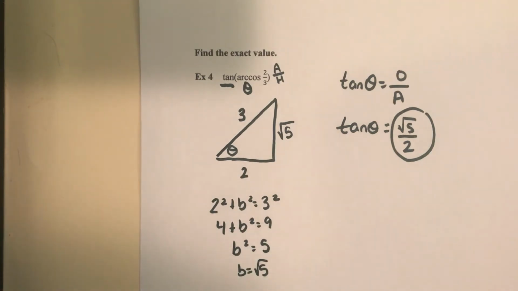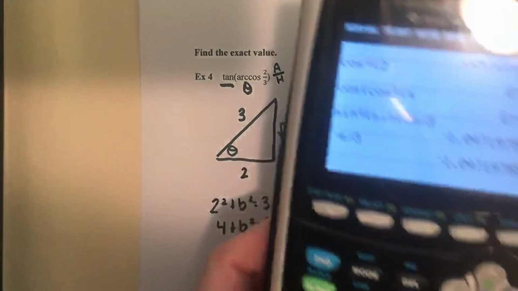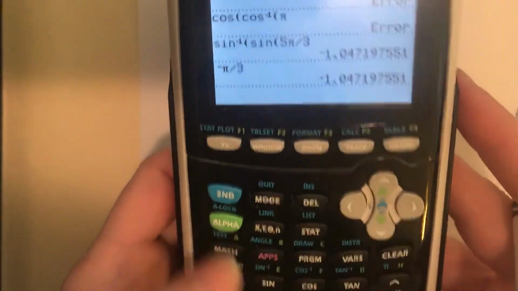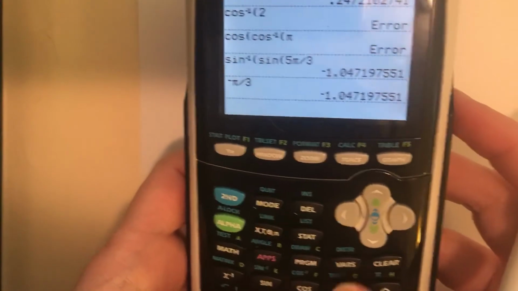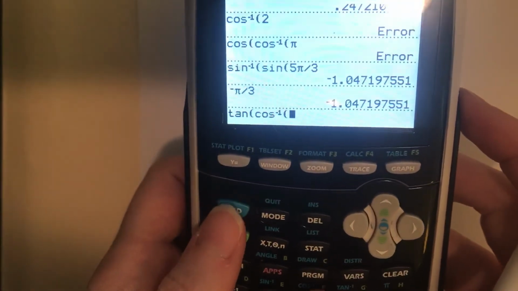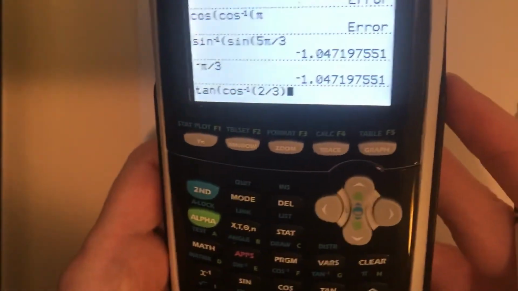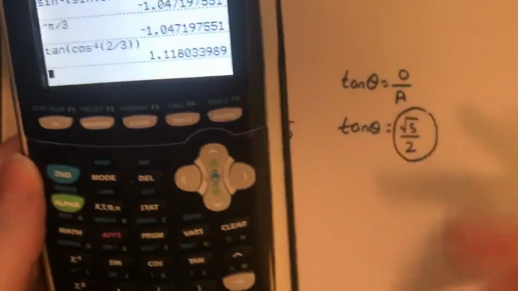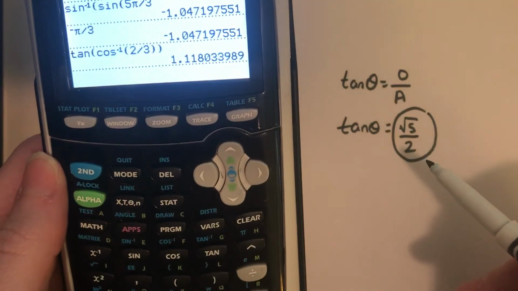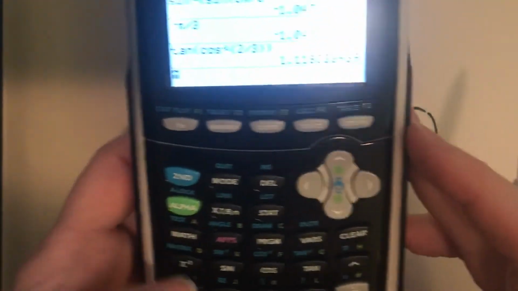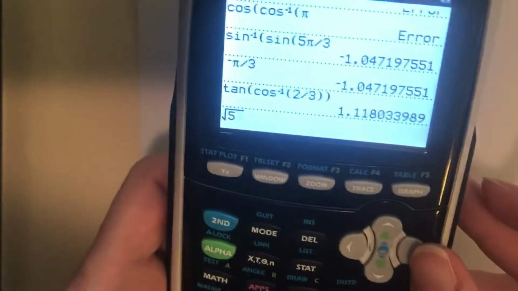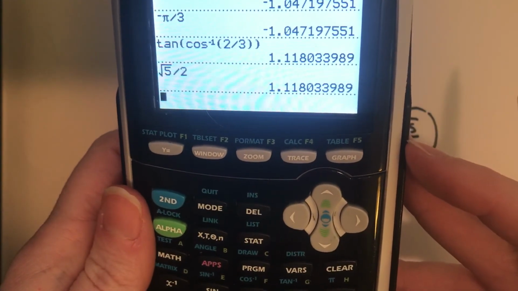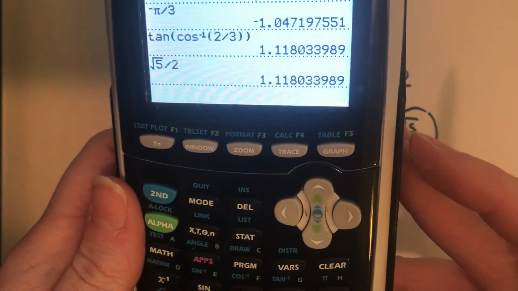Now, if you want to check your work, you can use your calculator. So you're going to type in the original problem, tangent arc cosine of 2/3. And I get a decimal, 1.118. Now, if I want to check my answer, I'm going to type in root 5 over 2, and I should get the same decimal if I did it right. Root 5 divided by 2, and I get the same decimal. So that's a great way to check your answer to make sure you're on the right track.